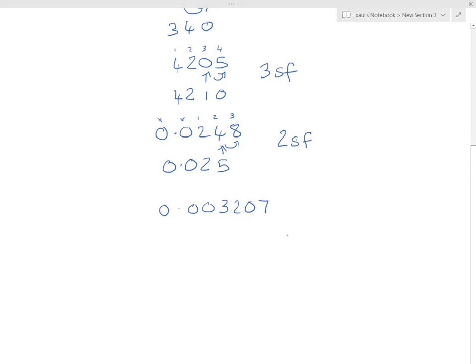And the other one might be 0.03207. And we're going to round that to three significant figures. So 1, 2, 3, and 4. So this is the third significant figure. Look at the 7, that goes back up to 1. There, rounding to significant figures.